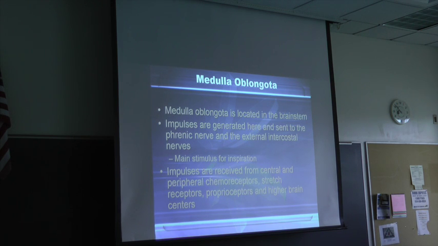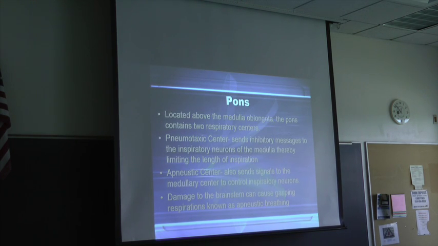Impulses to the medulla are received from central and peripheral chemoreceptors, stretch receptors, proprioceptors, and higher brain centers, and we're going to go into more detail on that. The pons is located above the medulla oblongata, and it actually has two parts: the pneumotaxis center and the apneustic center. The pneumotaxis center sends inhibitory messages to the inspiratory neurons of the medulla, thereby limiting the length of inspiration. And the apneustic center also sends signals to the medullary center to control inspiratory neurons.